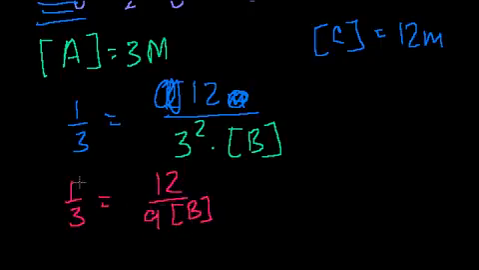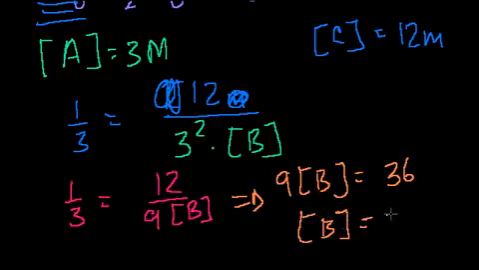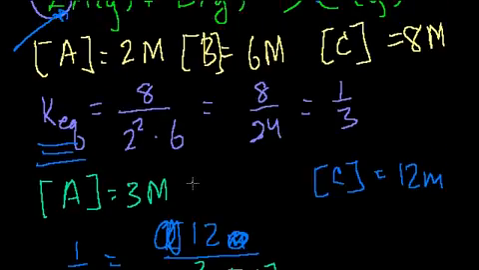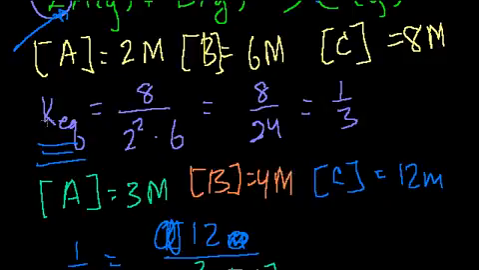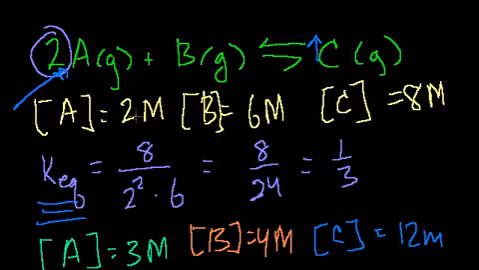So if we just cross multiply, we get 9 times the concentration of B is equal to 3 times 12, which is 36. And so divide both sides by 9. The new concentration of B is 4 molar. So that makes sense. We added some more A to the reaction. So we started with 2 molar of A, 6 molar of B, 8 molar of C.